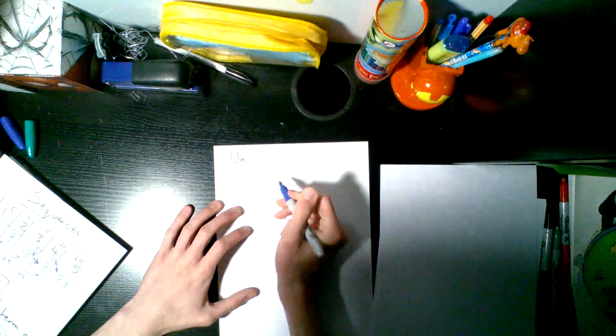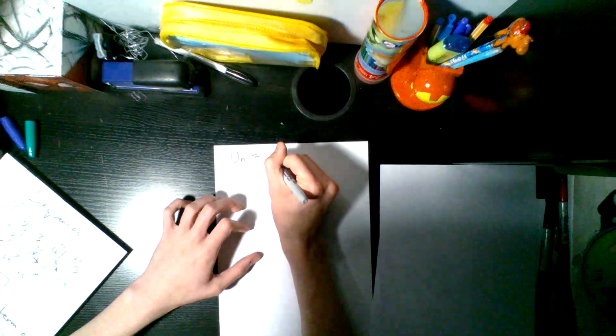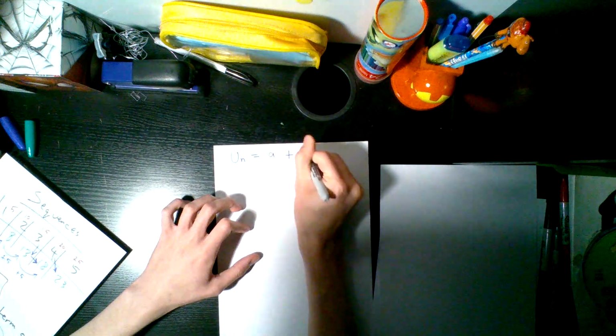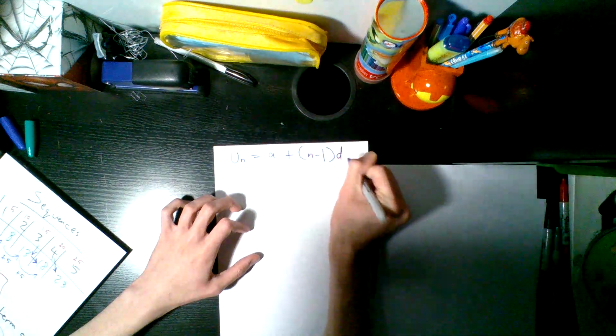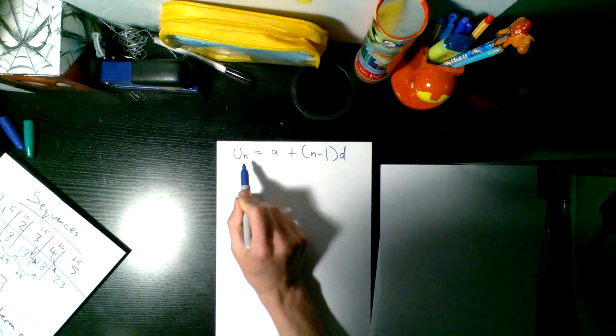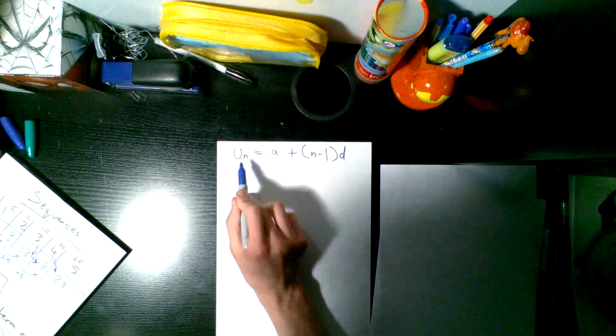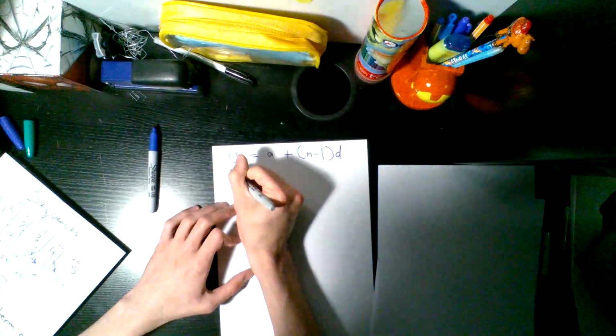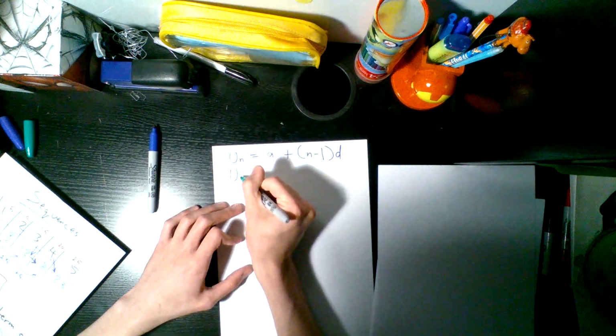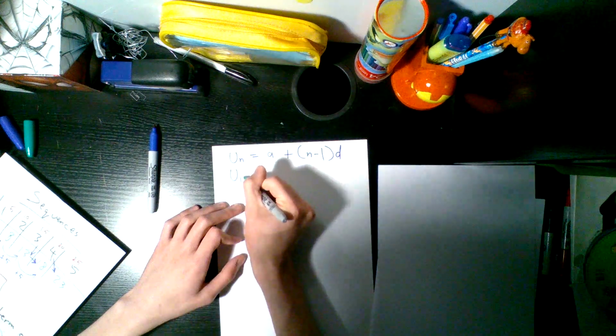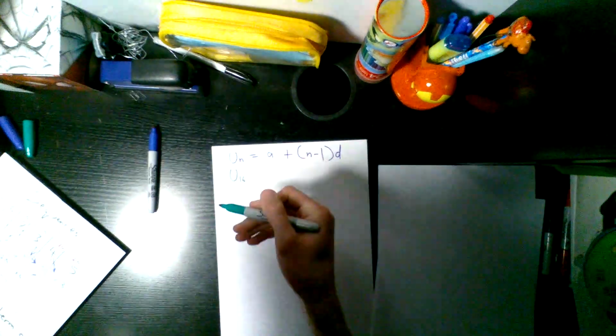Okay, so this is for the nth term. Then you have the second formula, which you have to memorize. It's un equals a plus (n minus 1)d. Okay, so un is what term of the sequence it is. So let's say if it said find the u16, it means the 16th term.